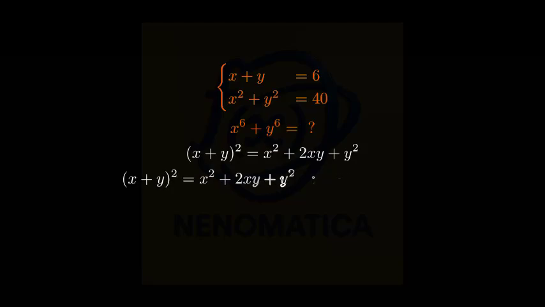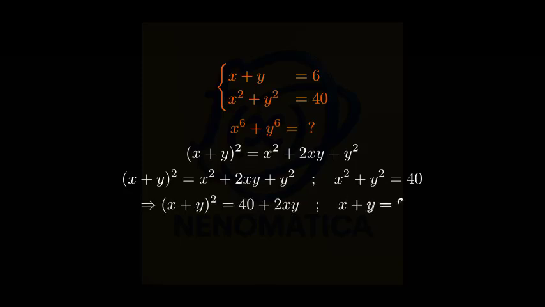In our problem, we know that x plus y equals 6, so (x plus y) squared equals 36. We also know that x squared plus y squared equals 40. Now, since x plus y equals 6, we can substitute this into our expanded expression. This gives us (x plus y) squared equals 40 plus 2xy. Since (x plus y) squared equals 36, we get 36 equals 40 plus 2xy.